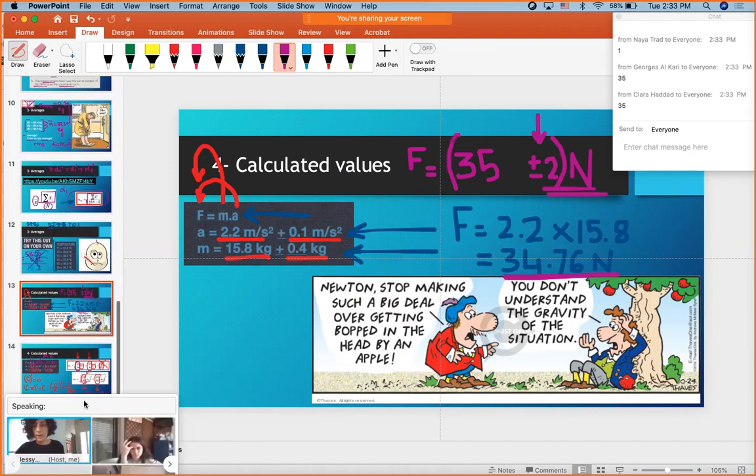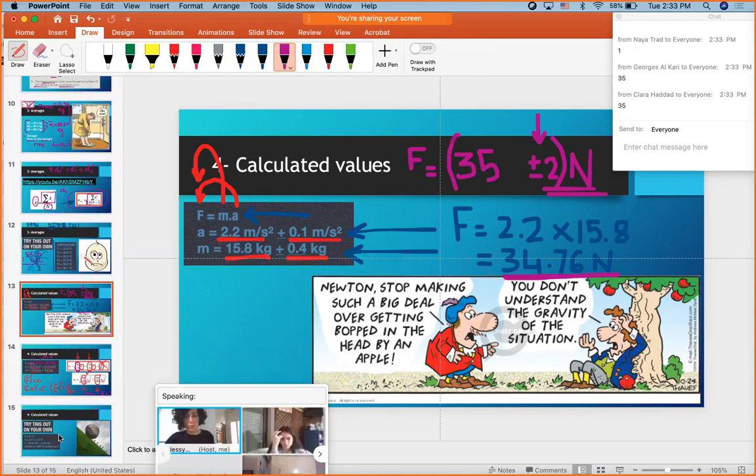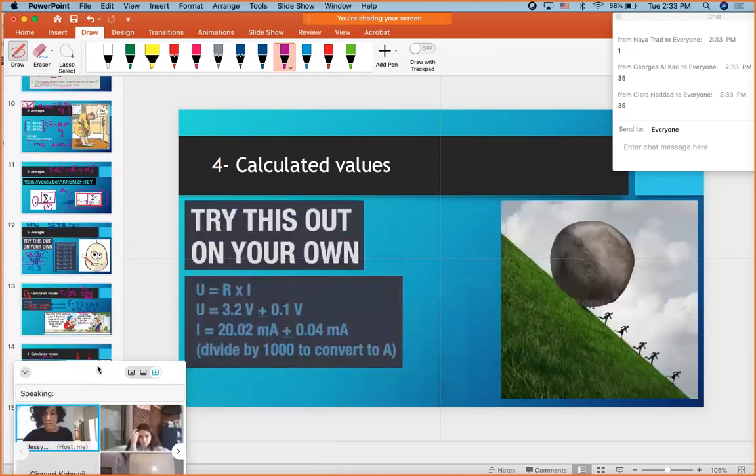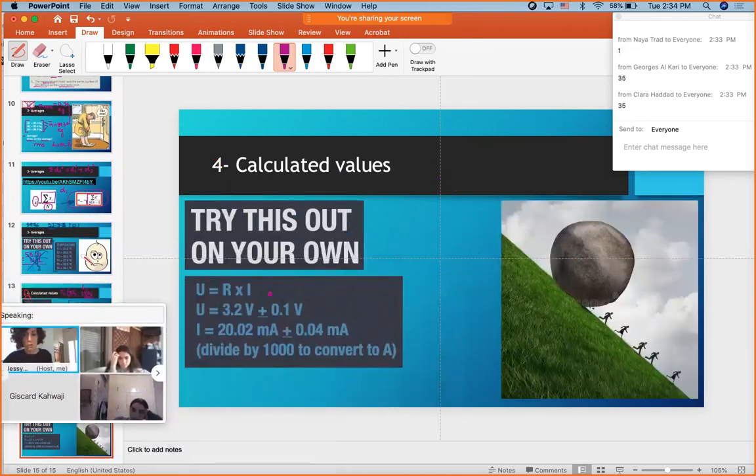So now for the last slide, you have an example to do on your own. You are given the function Ohm's law, U is equal to RI. You are given U with the error. You are given I with the error. There's a conversion of units you need to do to convert to amperes. Otherwise, you will not get an SI unit. The question is find R. So the function looks a bit different. It's going to be U over I. Okay, so find R and find the error on R.